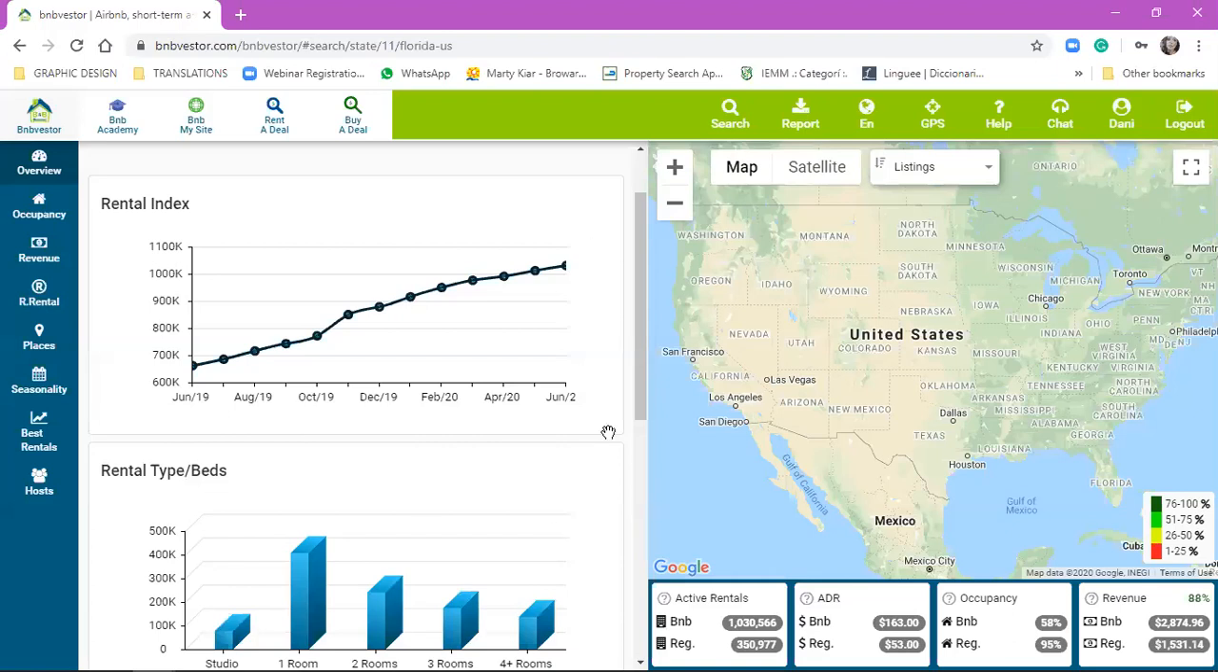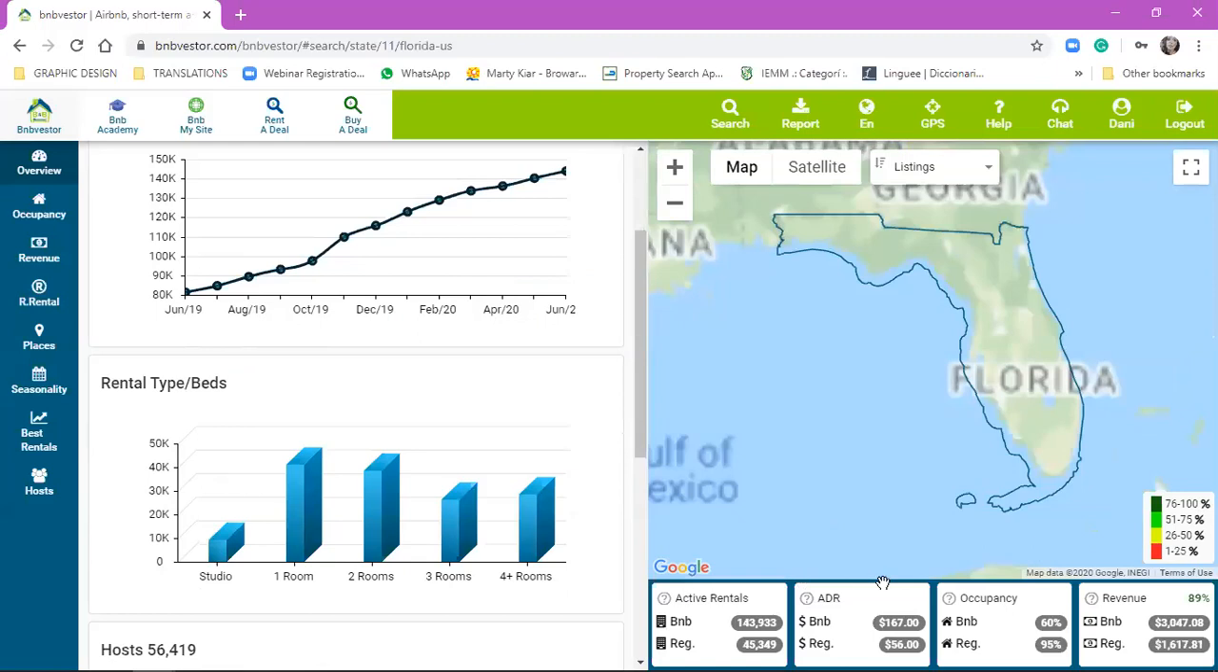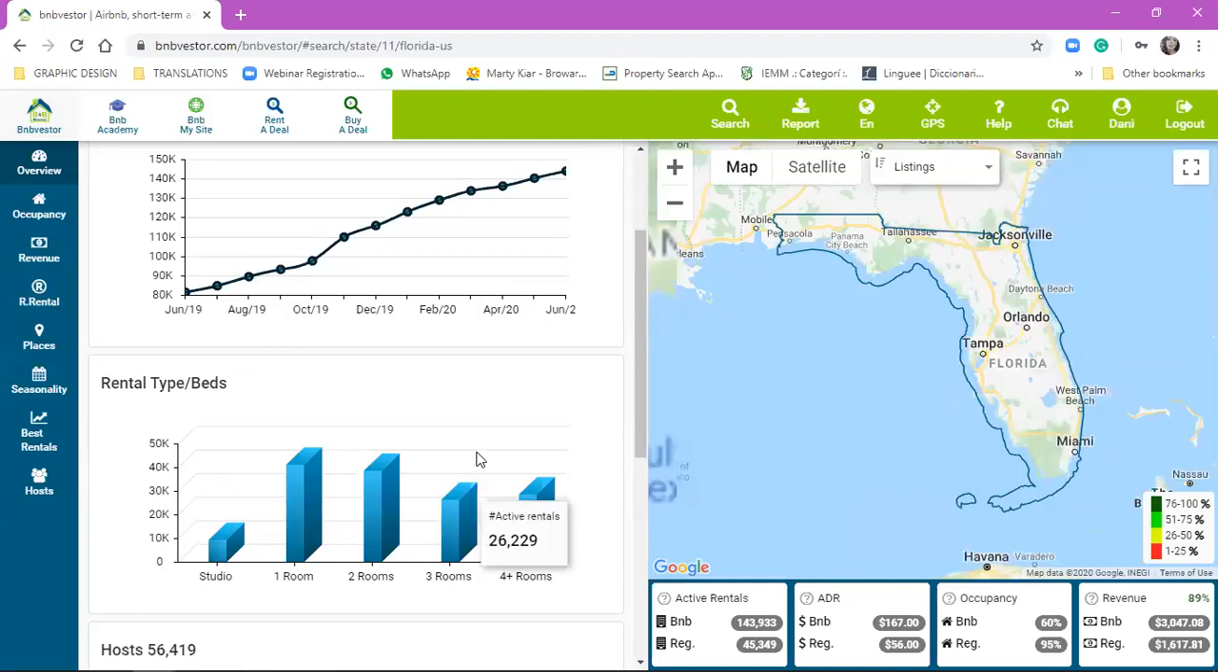While this keeps loading, now at the bottom: the active rentals, ADR, occupancy, and revenue. Those are 5 different concepts that you're going to need to know throughout the BNBvestor website. Active rentals are active properties that are for rent on BNB, and it gives you the comparison with regular rentals. So how many active rentals are there in Florida right now?